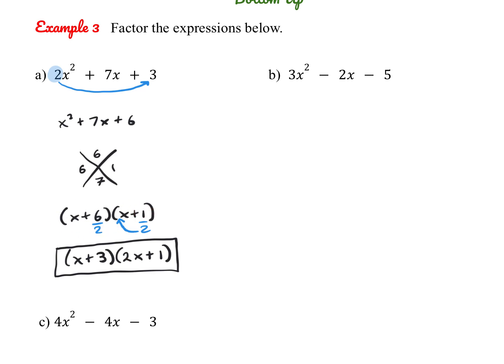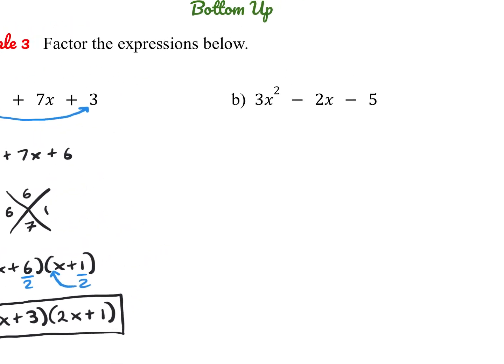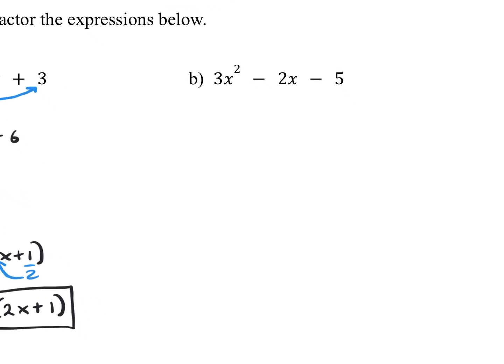If you leave your answer as x plus 6 times x plus 1, that's not going to give you the trinomial we started with. All right, let's try another one together. Here I see that the a value is greater than 1, so I'm going to try this method again. I'm going to temporarily take my a value, which this time is 3, and multiply it to my c value. So x squared minus 2x minus 15. And then I'm going to see if this is something that I can factor.